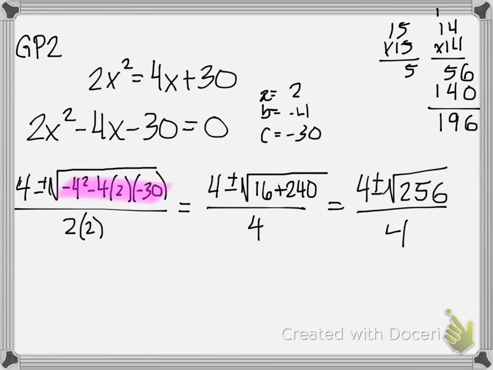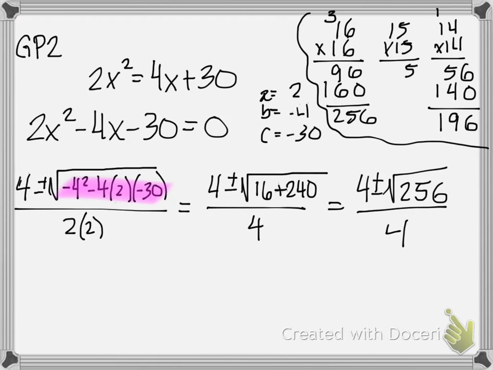Nope. 196, that's way too small, so we need to keep trying. Well, what about, we know 20 times 20 is 400, that's too big. We know 15 times 15 isn't going to work. What about 16 times 16? 6 times 6 is 36. And that does give us our 256. So ignore this stuff, that's just my work.